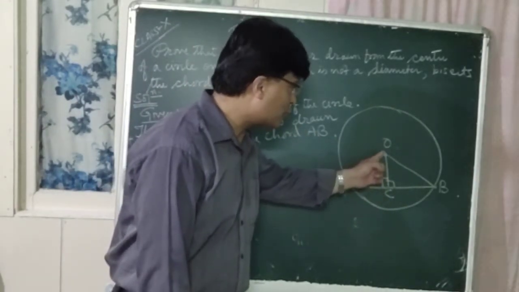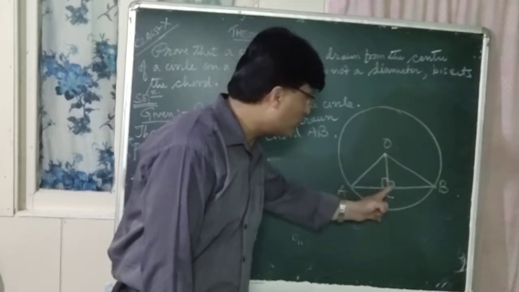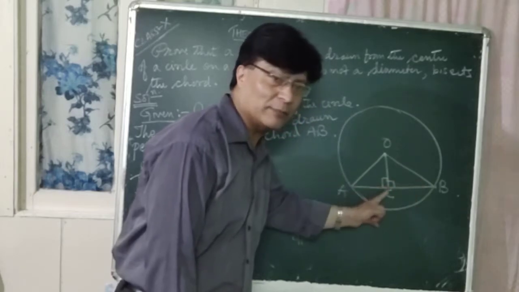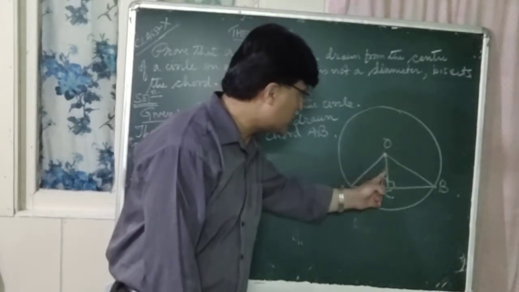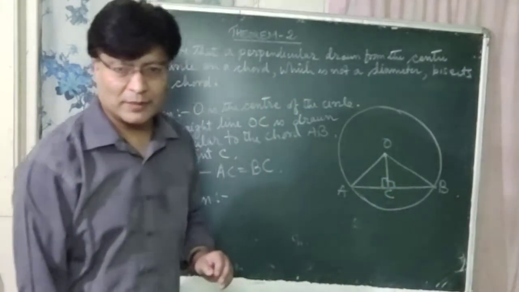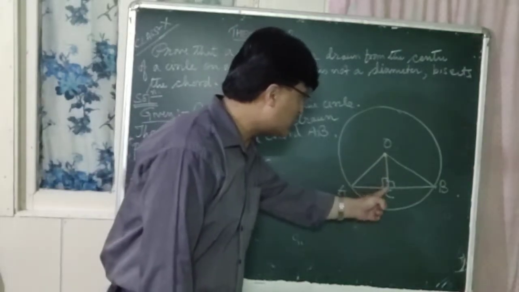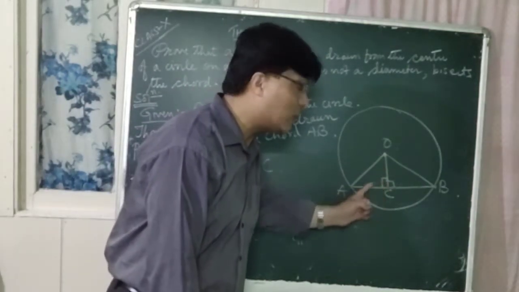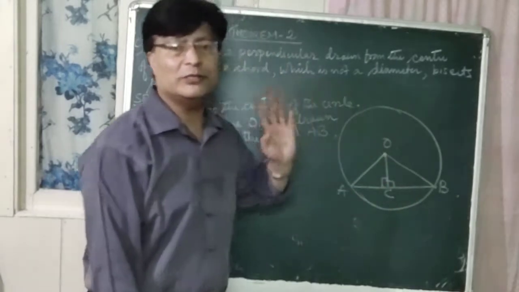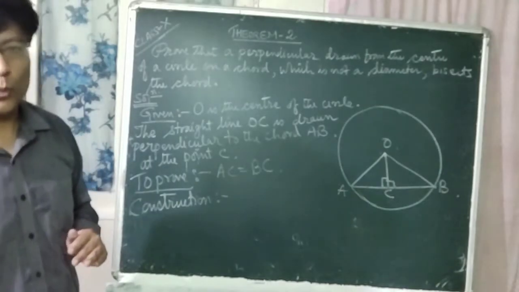A line is drawn from the center O of the circle to bisect the chord AB at the point C. In that case, you prove that OC is perpendicular to AB. Now in theorem 2, what is given here? OC is perpendicular to AB and you have to prove that OC will bisect AB at the point C. So this theorem 2 is the converse part of theorem 1.